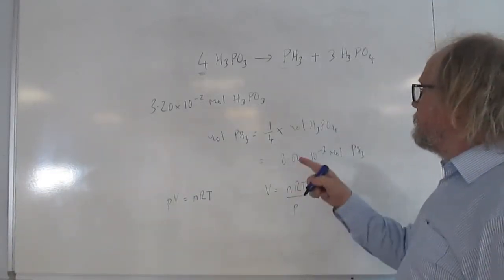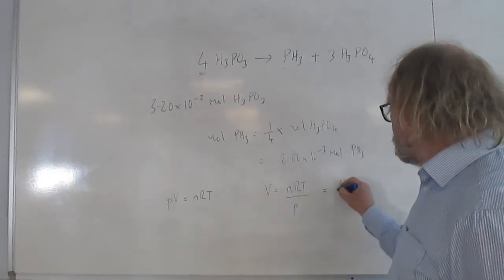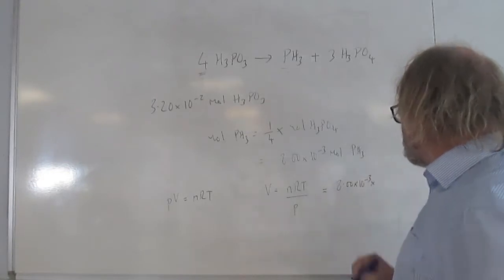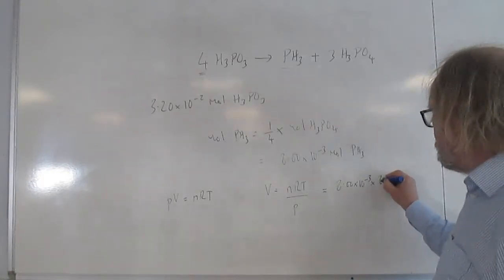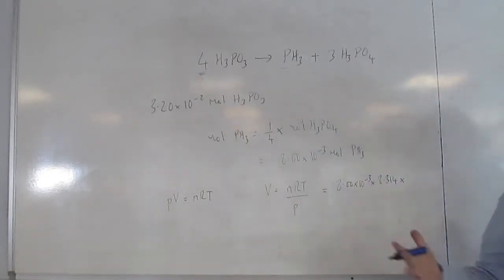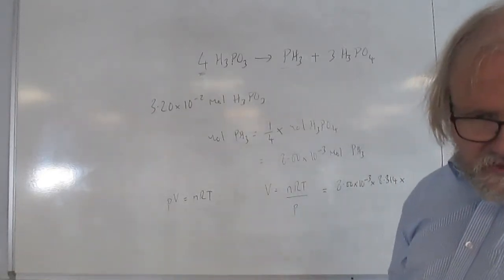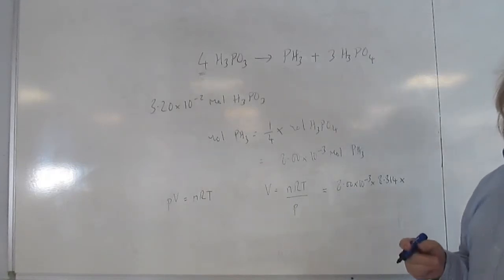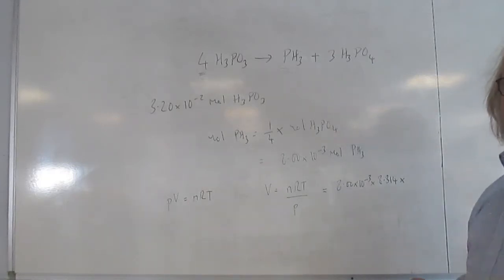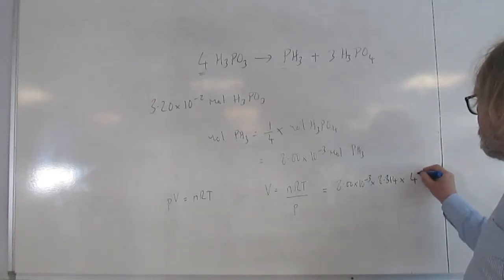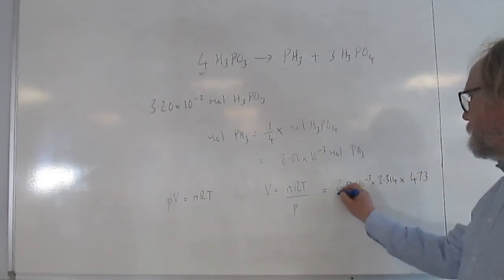So n is the number of moles, which we've just got, 8.00 times 10 to the minus 3. R is the gas constant, that comes from your data sheet, 8.314. And T is the absolute temperature in Kelvin. So it tells us 200 degrees C, but you've got to remember to convert that to Kelvin by adding 273. Nobody tells you how to do that in the exam. You have to memorize that Kelvin is degrees C plus 273. So that will be 473 K.